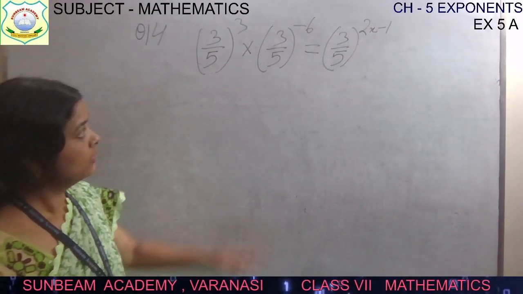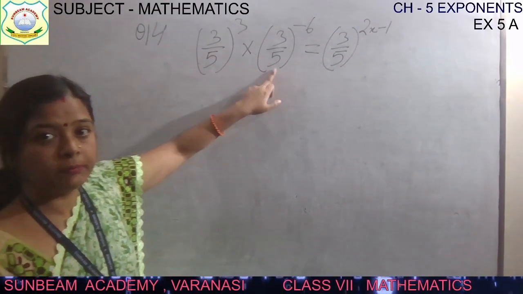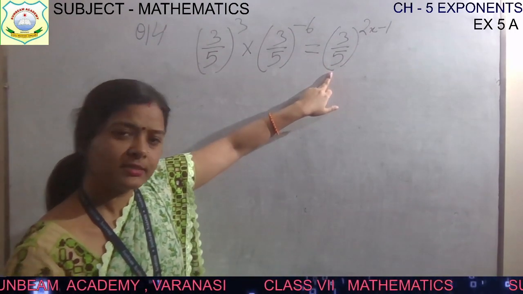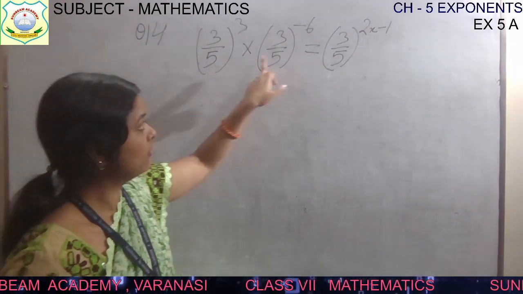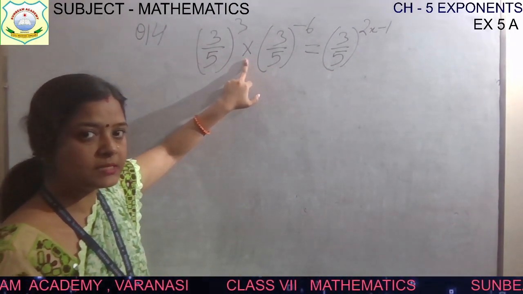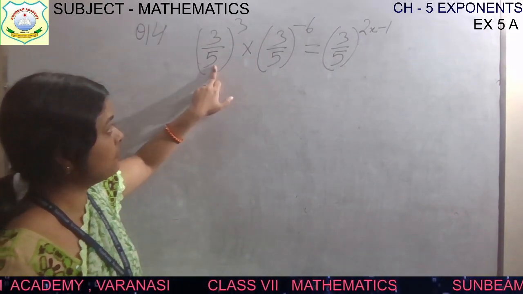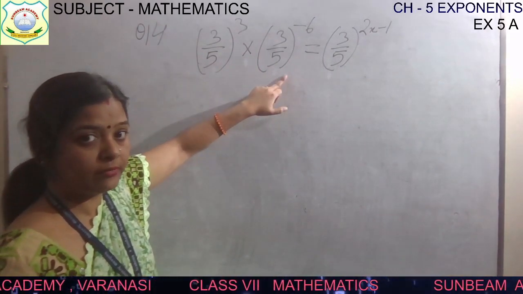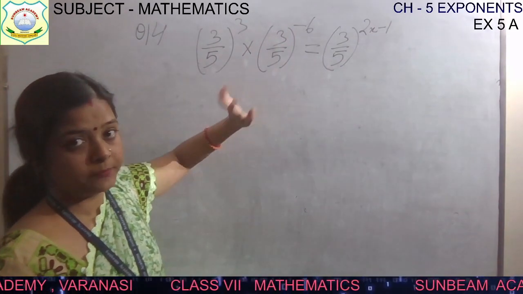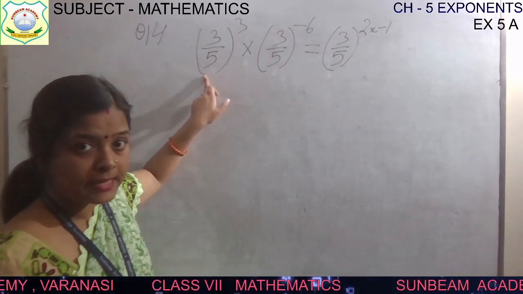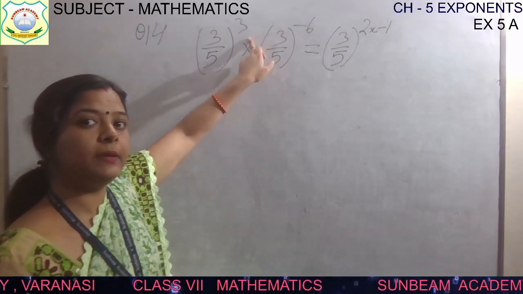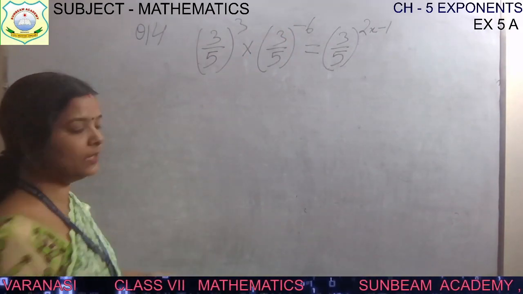See it. 3 by 5, 3 by 5, 3 by 5. Same rational number, and here we are multiplying. In the LHS part we are multiplying the same rational number, 3 by 5, 3 by 5, and its power is there. If you multiply the same base, their power will be added.